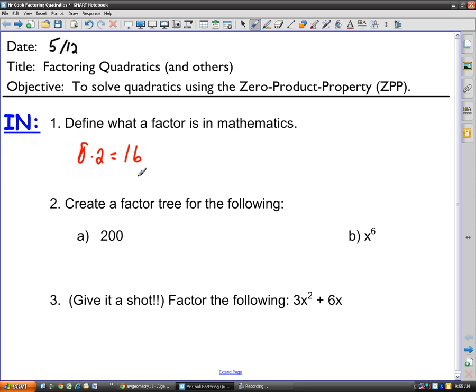8 and 2 are factors of 16, and then you could have 3x times 2x, and that would be 6x, where 3x and 2x are factors. So they're numbers that multiply together to get another term. That's the definition of a factor.